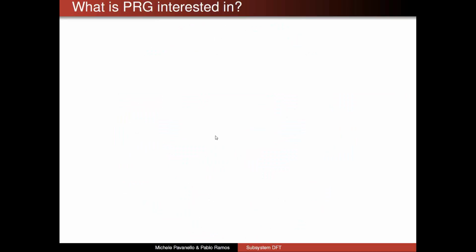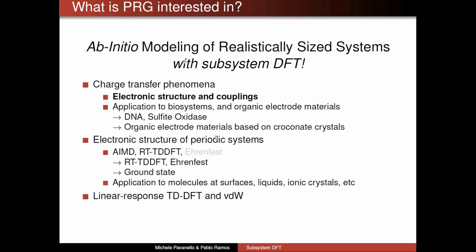Let me first tell you what my group is interested in so that you have an overview of who we are. We essentially work with subsystem DFT only. We really do not have other projects with the exception of very small other projects, so mostly subsystem DFT. With that, we look at charge transfer phenomena, electronic structure and couplings. We apply that to biosystems, organic electrode materials, and we wish to apply it also to proteins, although we are having some difficulties because proteins are really large and complicated objects.